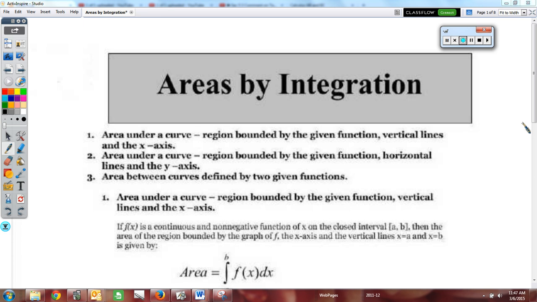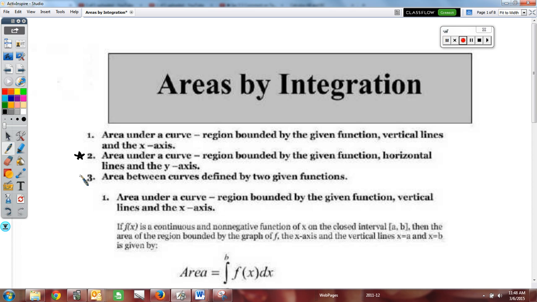Okay, what we're going to do in this set of notes is expand on this connection between the definite integrals and area. If you'll recall from our prior lectures, the area under the curve is the region that's bounded by the given function and some vertical lines along your left and right bounds and your x-axis. We can also do it to the y-axis, which we have not talked about yet, so we're going to do that in this set of notes.